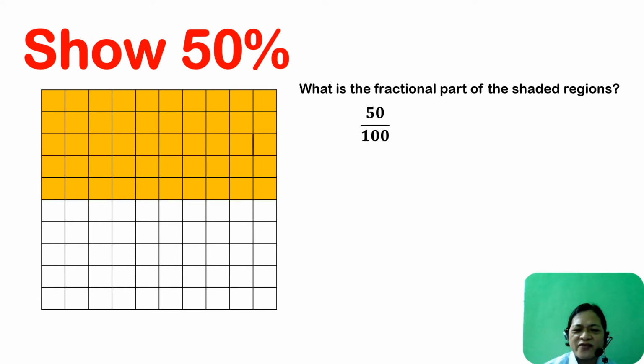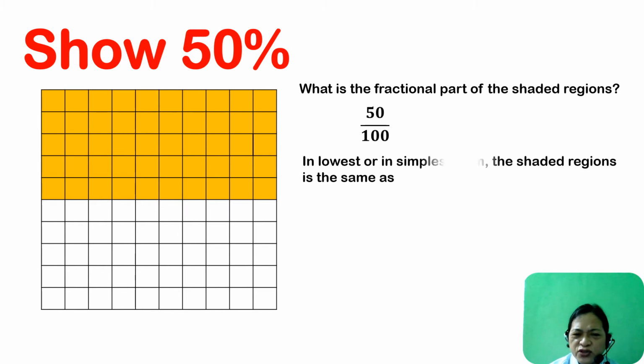So how will you write the fractional part in lowest term? What is the largest number that can divide both the numerator and the denominator? Yes, it's 50. So 50 divided by 50 is 1. 100 divided by 50 is 2. So in lowest term or in simplest form, the shaded regions is the same as 1/2. Okay?